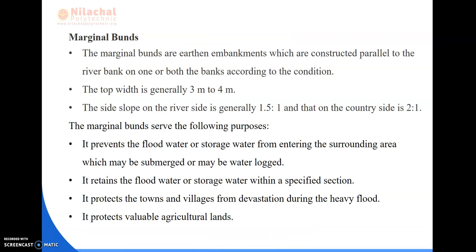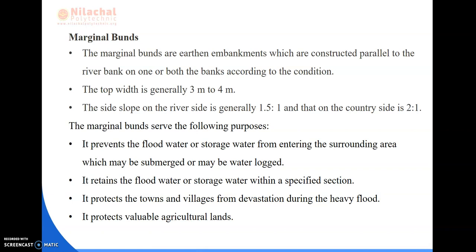Next are marginal bunds. The marginal bunds are earthen embankments which are constructed parallel to the river bank on one or both the banks according to the condition. The top width is generally 3 to 4 meters. The side slope on the river side is generally 1.5:1 and that on the country side is 2:1.